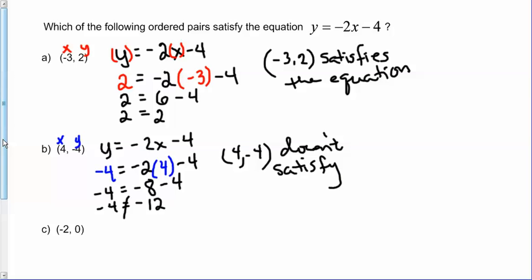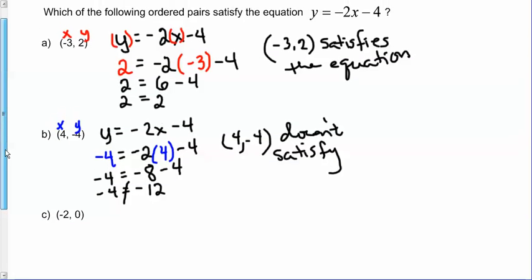We've got one last one to try. We're going to try negative 2, 0. And so y equals negative 2x minus 4. This time we're going to put in negative 2 for x and 0 for y. So 0 for my y value. We're wondering if that's going to equal negative 2 times that x value, which we saw was negative 2, minus 4.